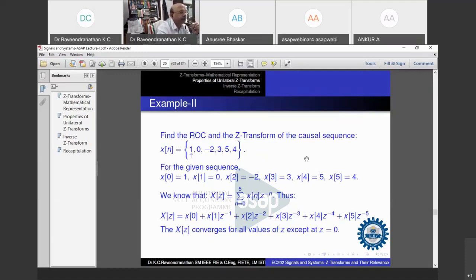Now we have some questions from the students. First from Angela: what do you mean by support in ROC properties?